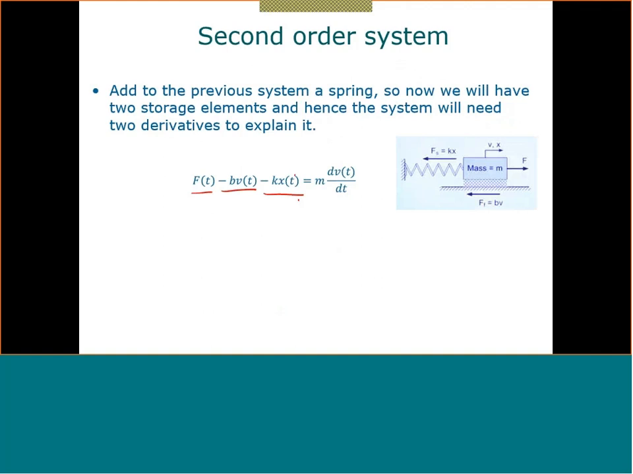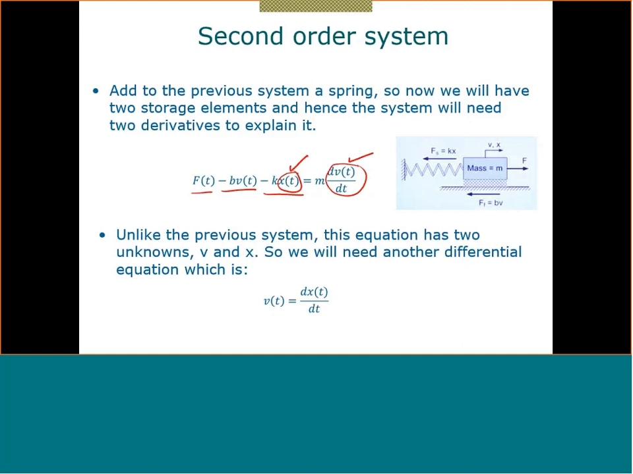So we have here x of t as the displacement, and we have dv by dt, which is the rate of change of the velocity, or the acceleration. And this is the force exerted by the spring. So I have one differential equation, but two unknowns, the displacement and the velocity. But we know that the velocity is nothing but dx by dt. So again, I will have two differential equations, or I can have one differential equation, but it would be a second order differential equation.